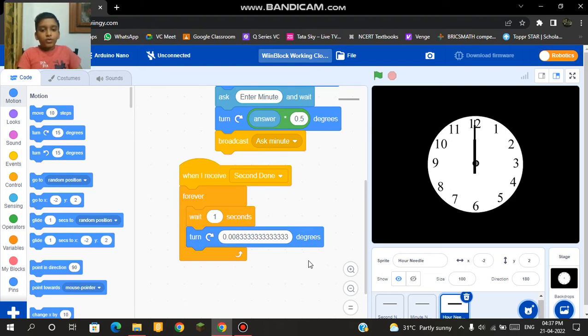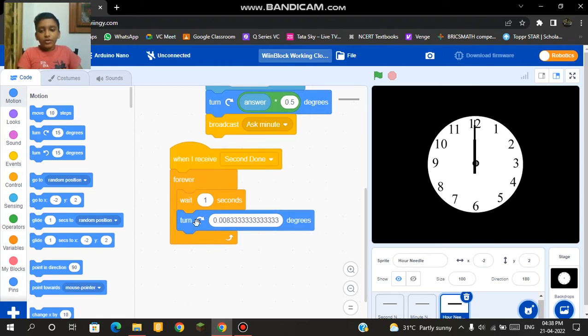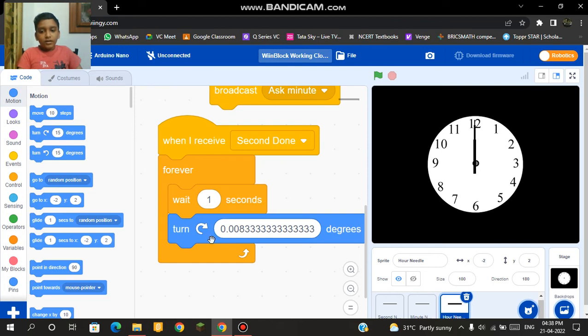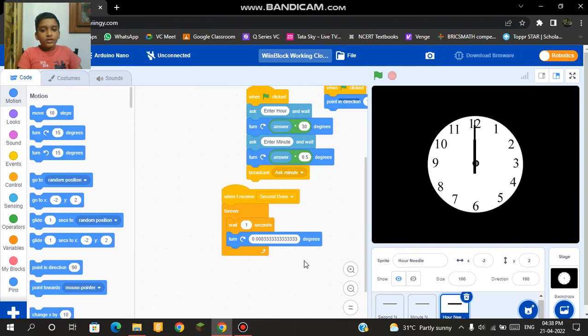Okay, so what it does is, so we all know that when the second needle moves, it moves like this. 1 second, 2 second, 3 second, 4 second, 5 second, so on. But the hour needle gradually moves like this: 1 hour, 2 hour, 3 hour, 4 hour, and so on. So to get that motion, we will wait 1 second and turn this fraction of a degree clockwise. So the codes are basically done.